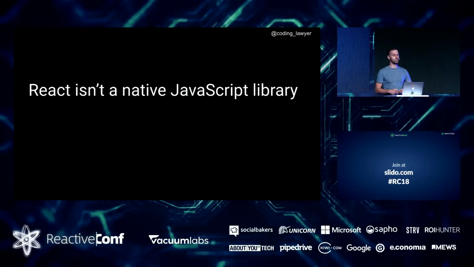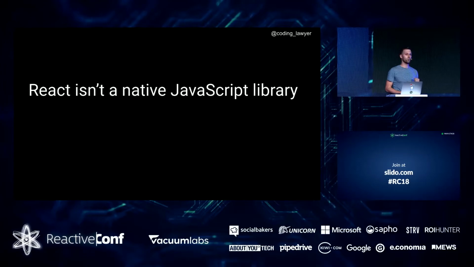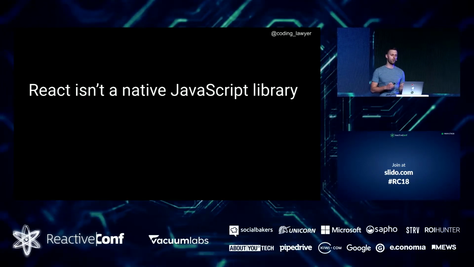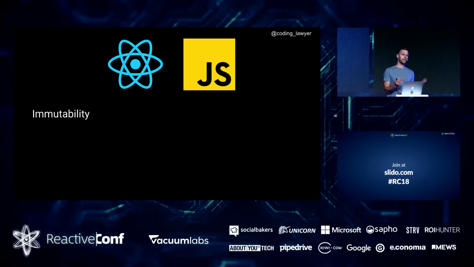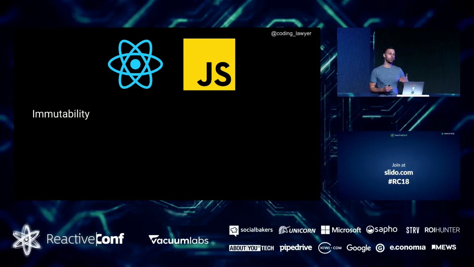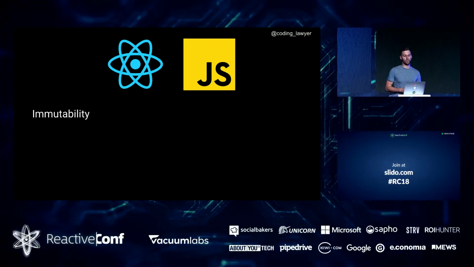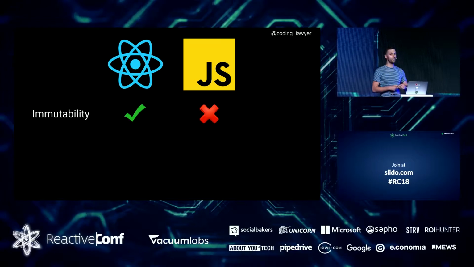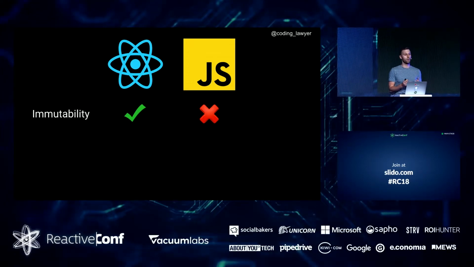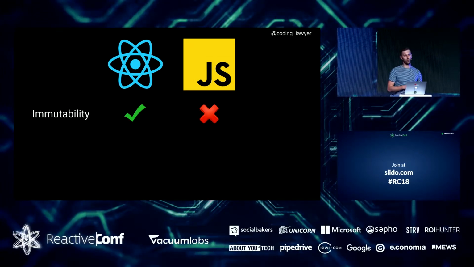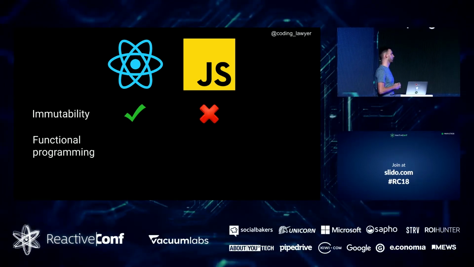Well, React isn't a native JavaScript library. I mean, if you take a closer look at it, you will see that some of its principles are foreign to JavaScript. Let's visualize this. Immutability. In React, we want to keep our stuff immutable. We don't want to mutate our state and our props, because if we did, we would get some weird consequences. In JavaScript, we don't have immutability out of the box. So if you want to keep your stuff immutable, you need to use external libraries, such as immutable.js, or do it by a convention.